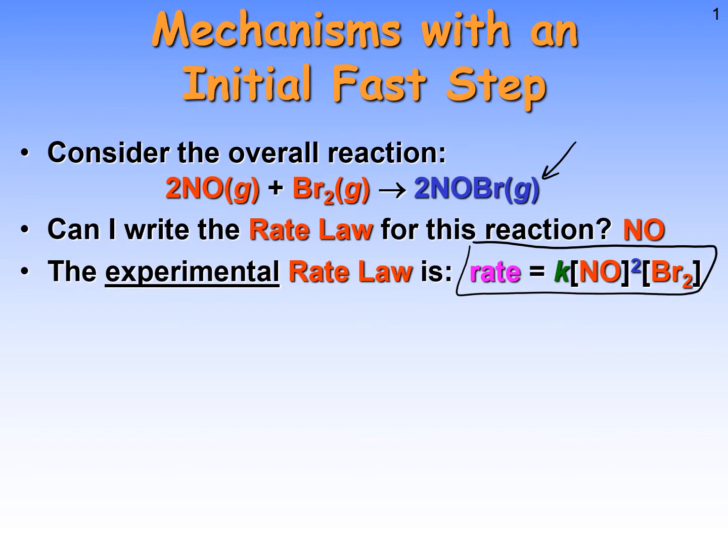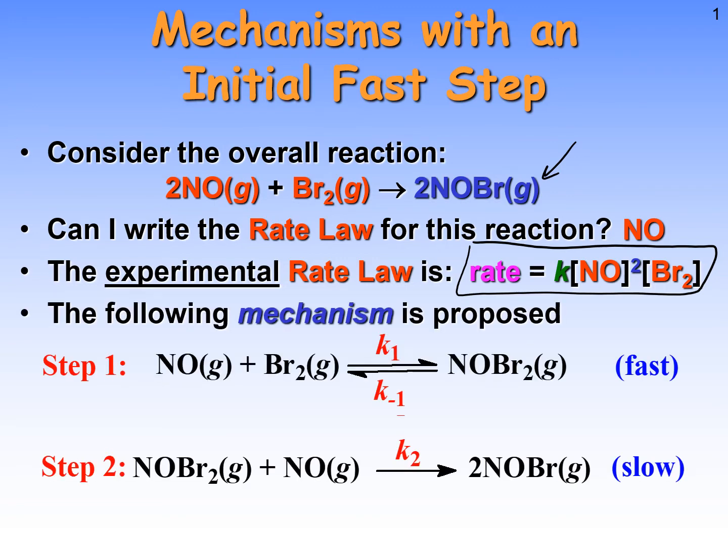Rate is equal to K times NO squared times Br2, which coincidentally is equal to the stoichiometry in this reaction, but that's just a coincidence. You can't take that as an absolute. This is a rare coincidence in addition.